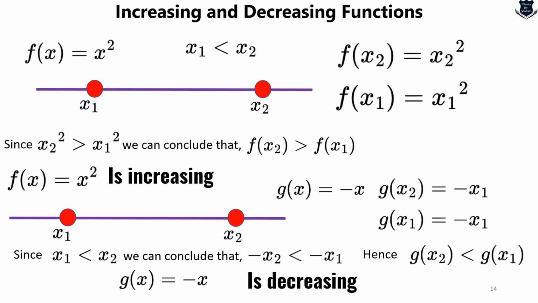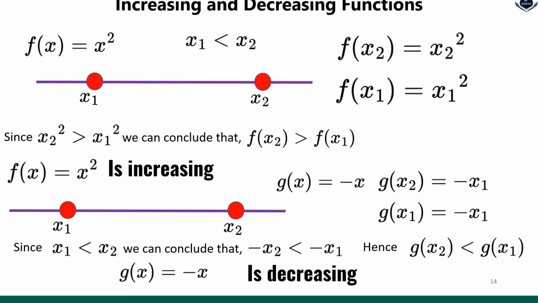So from here what we get is that an increasing function means that as x increases, the corresponding y value, that is f of x, also increases in the first example. A decreasing function means that as x increases, the corresponding y value f of x decreases in this part.